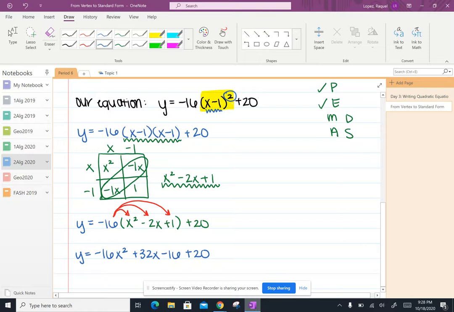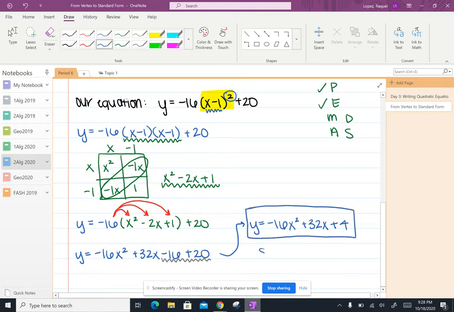From here, I can combine any like terms that I see. And the only like terms that I see that I can combine is this negative 16 and that positive 20. So when I do that, my equation is y equals negative 16x squared plus 32x. Negative 16 plus 20 is going to be positive 4. And that's it. That's as much as I can simplify that equation. And this equation is now written in standard form.